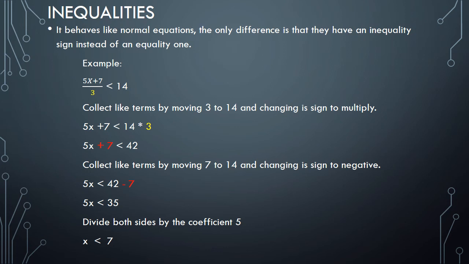Collect the like terms by moving 7 to the former 14 position, which is now 42. So the 7 sign becomes negative. So you have 5x less than 42 minus 7, which will give us 35 if you subtract it. So we have 5x less than 35. The simple thing left to do is to divide both sides by the coefficient, which is 5. So you have x less than 7.